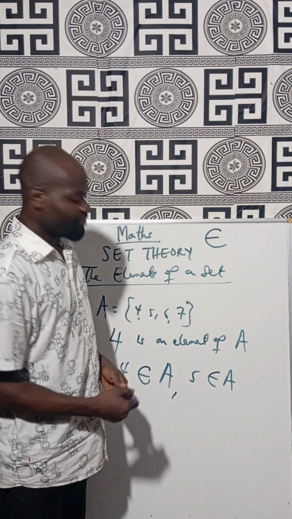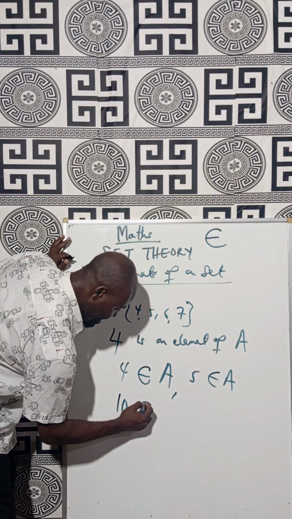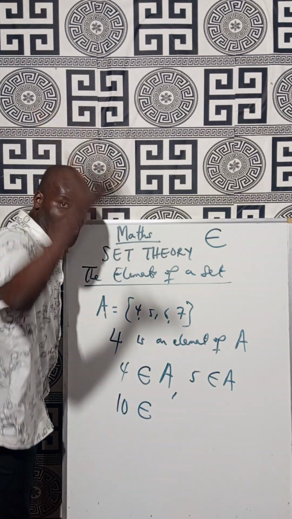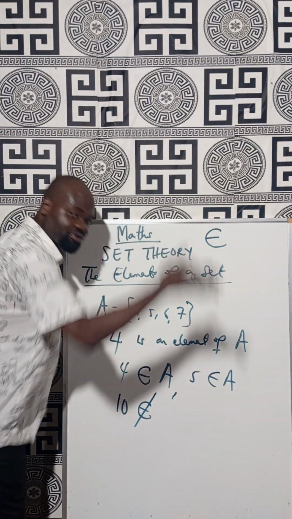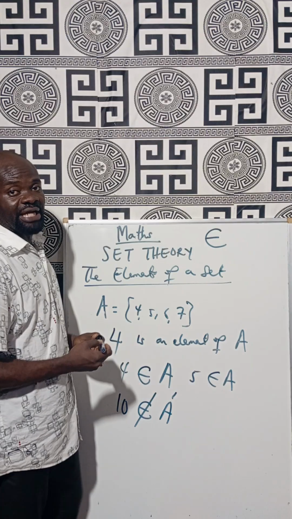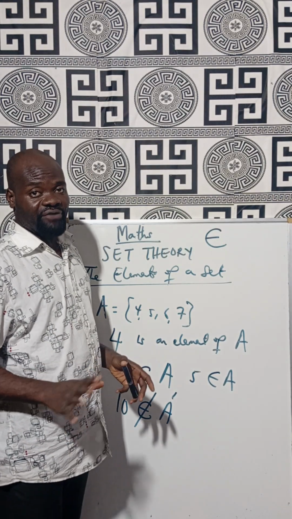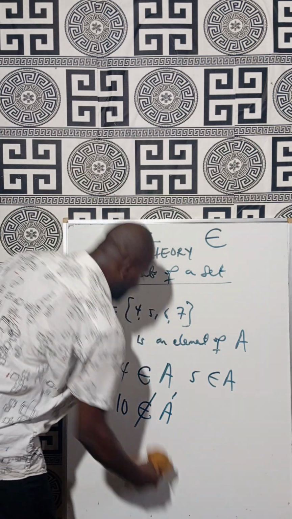So how do you write that? You just say, okay, 10, look at it. This is element. But to mean not, just put not. Okay, it's not an element of set A. Understood? So that is that about the element of a set. Very easy and simple. Note that.